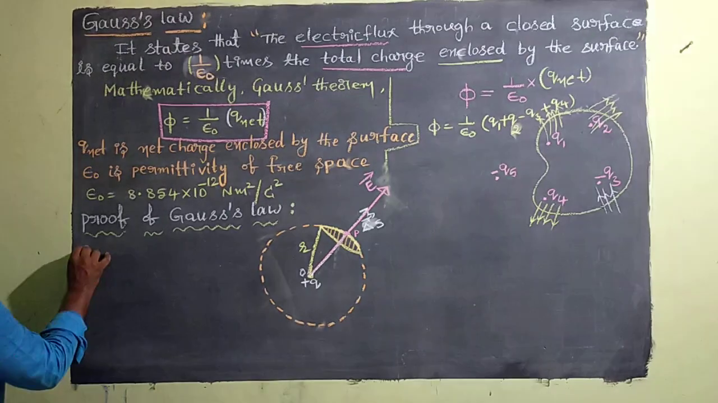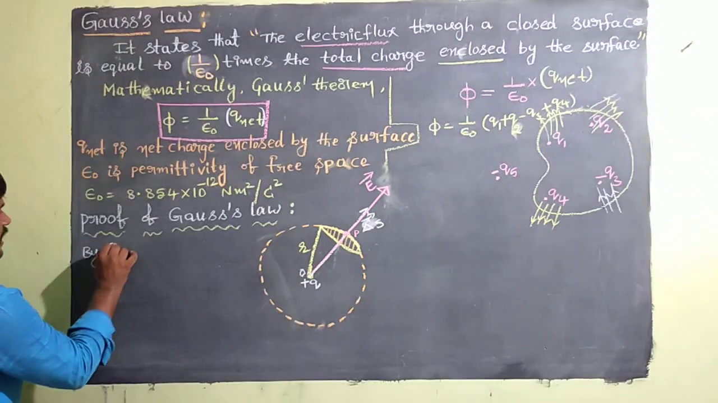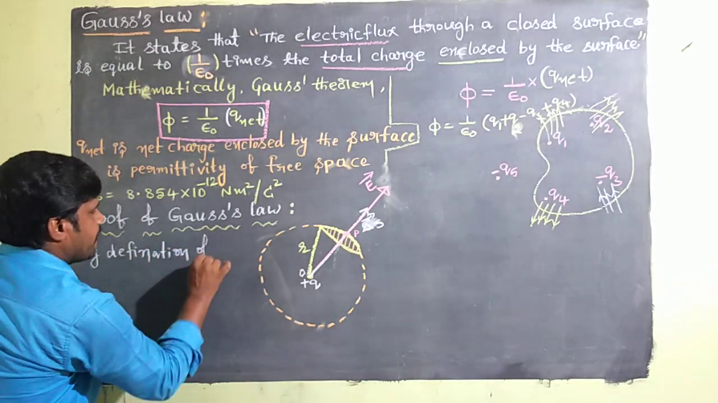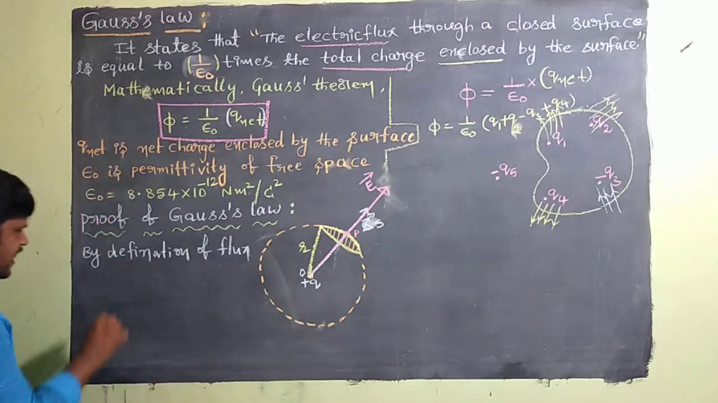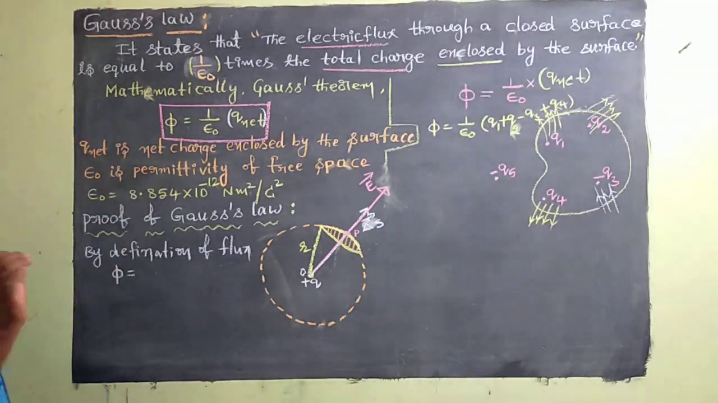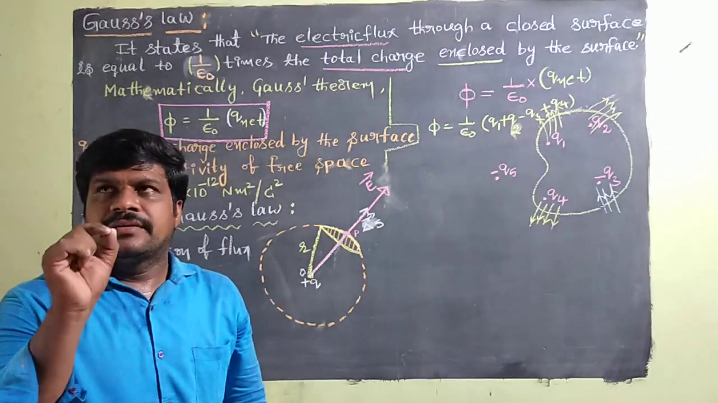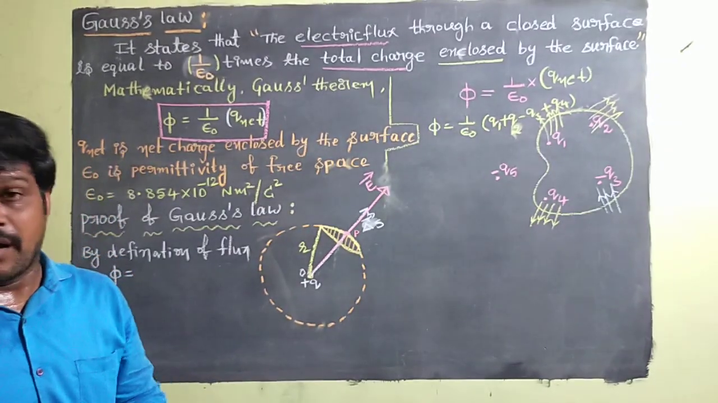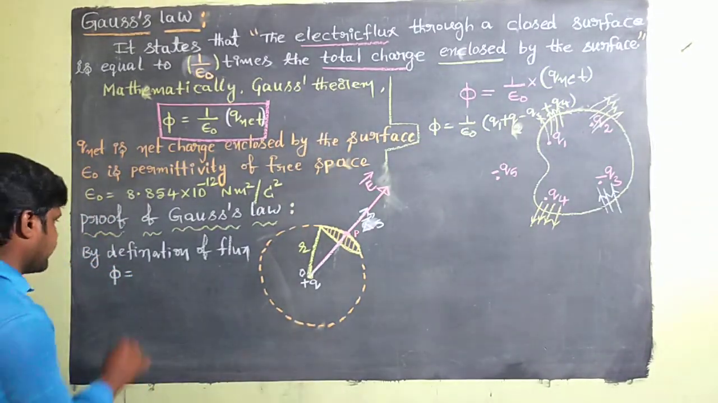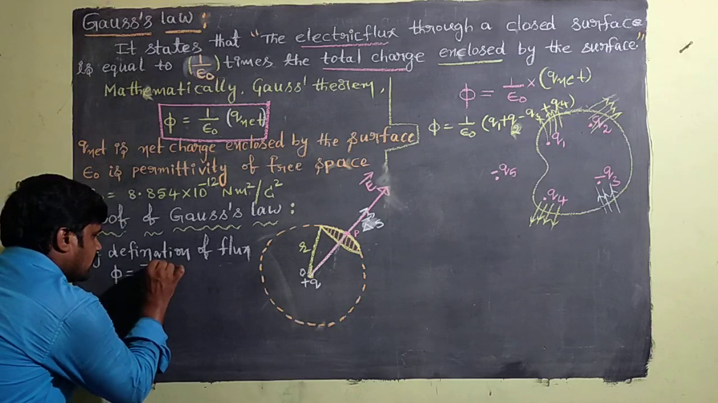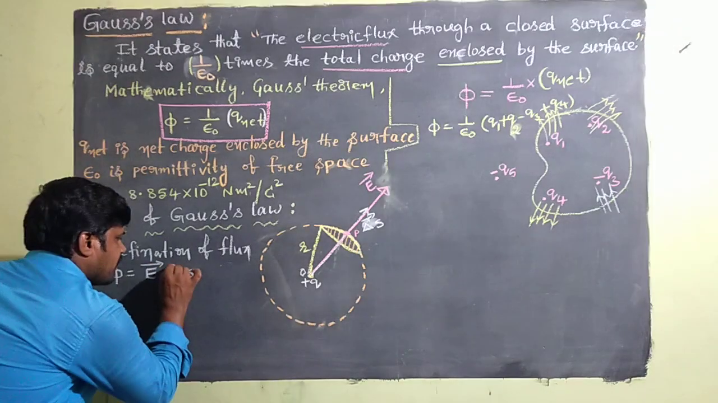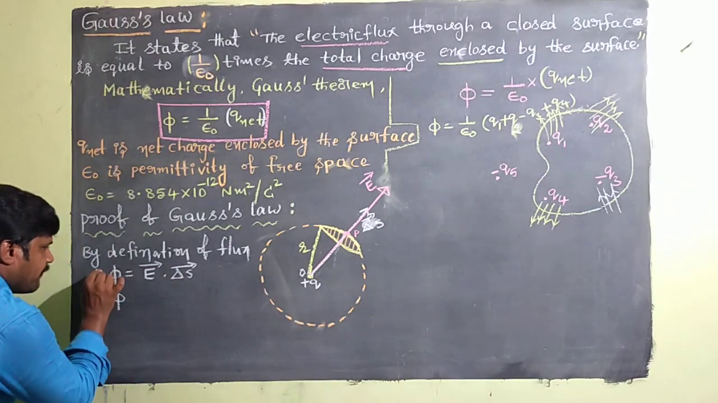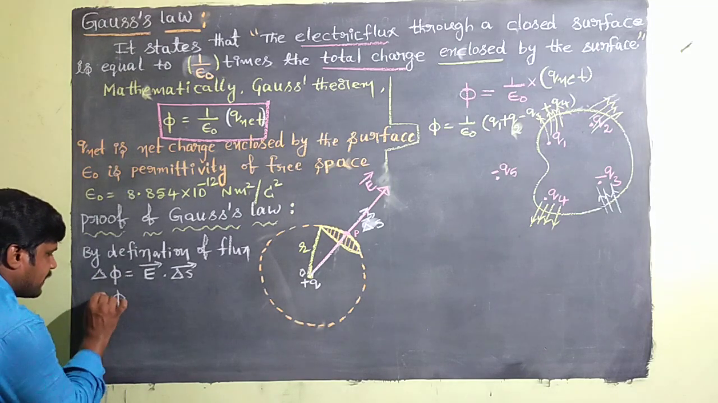Now by the definition of flux, what can we write? Let me see here: electric flux. What is the definition of electric flux? Morning I have explained to you. The definition of electric flux is E bar dot delta S bar, or E bar dot A bar also we can take. Now, for a small area, the flux is also very small, so delta represents small.